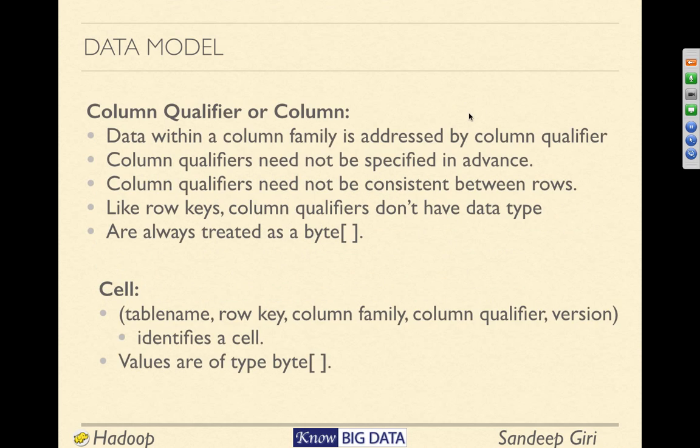Now, we talked about a few things. There is a table. Table has column family, and column family has columns. Column or column qualifier. Traditionally, we had always been thinking that column names should be defined upfront while defining a table, but in case of HBase, that is not true. The way we keep on adding rows, similarly, we will be adding more and more columns into a column family.